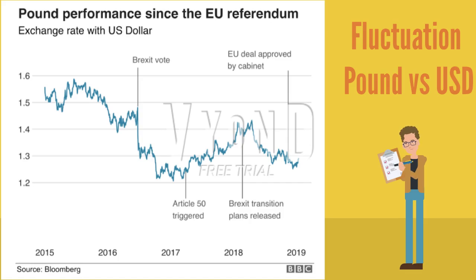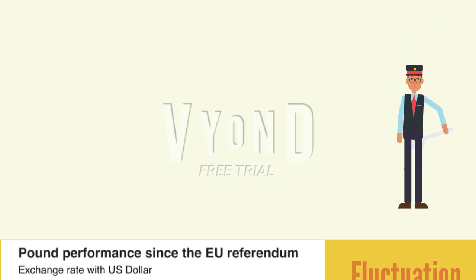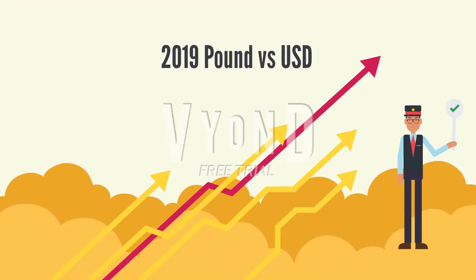Based on Bloomberg's study, since the vote, the pound has shown a downward tendency until the UK invoked Article 50 of the Treaty on European Union. After that, it went through a period of upward movement again, until the UK released Brexit transition plans. In early 2019, it started to recover again.